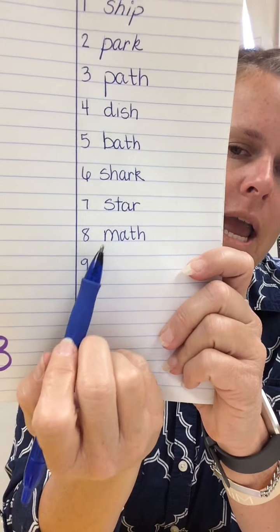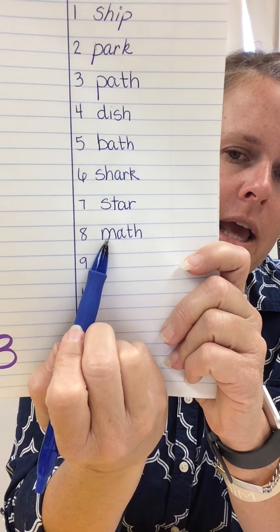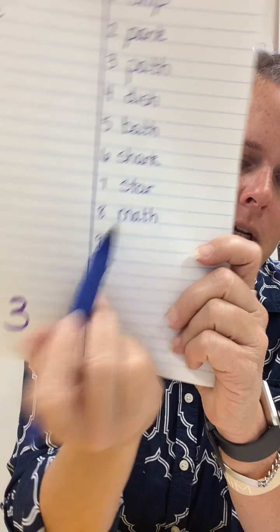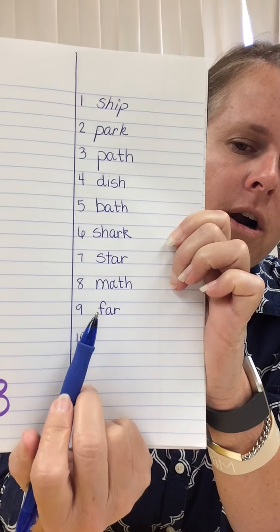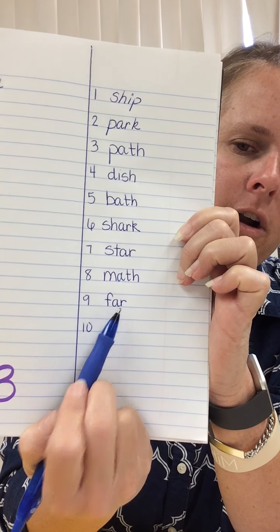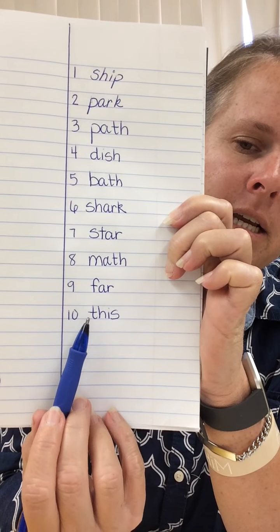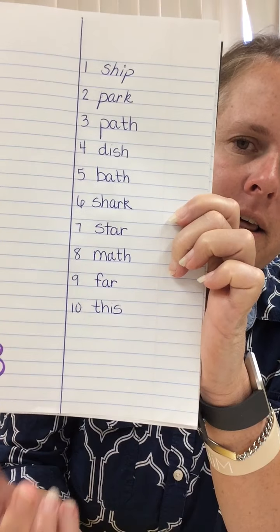Number 8 is math. M-A-T-H. Math. Number 9 is far. F-A-R. Far. And the last one, number 10, is this. T-H-I-S. This.